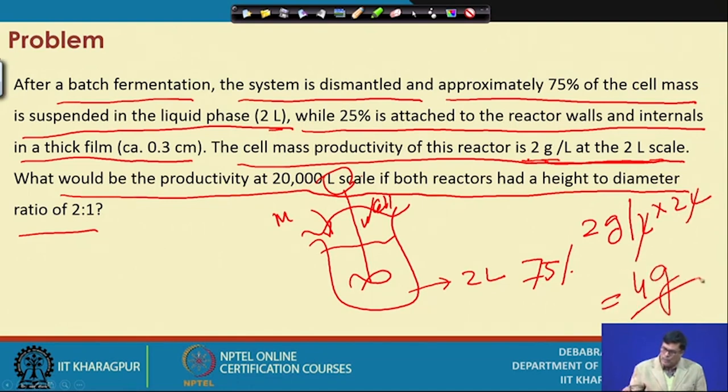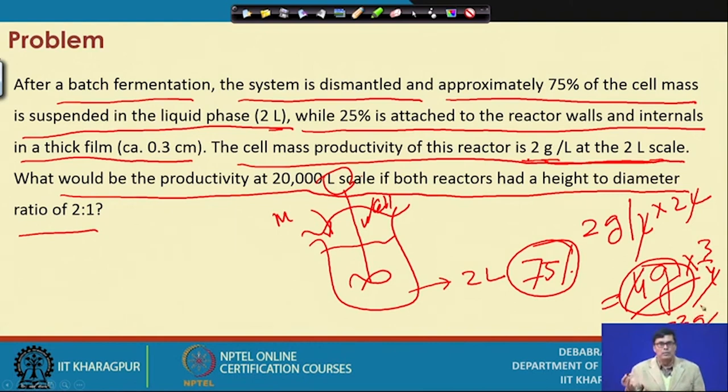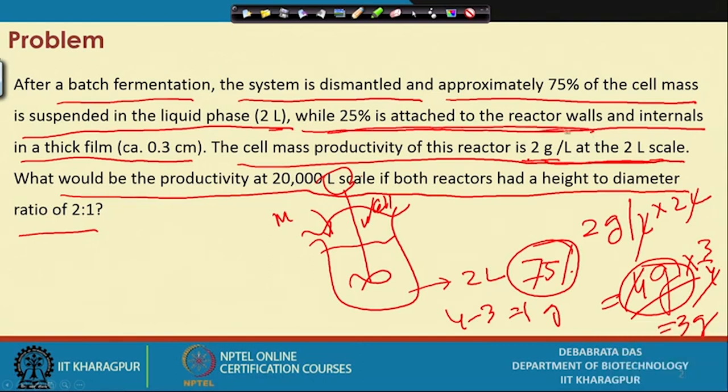So we will get 4 gram of cell in the 2 liter fermenter. Out of 4 gram, 75% goes in the solution, am I right? I hope you understand that. That means this is multiplied by 3/4. That is, 4/4 will cancel, so 3 gram will go to the solution, the suspended liquid. And 1 gram remaining, 4 minus 3 equal to 1. 1 gram, 25% attached to the reactor wall and internal, with a thickness of 0.3 centimeter.